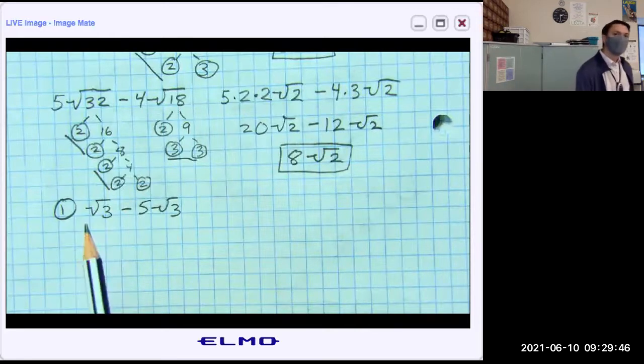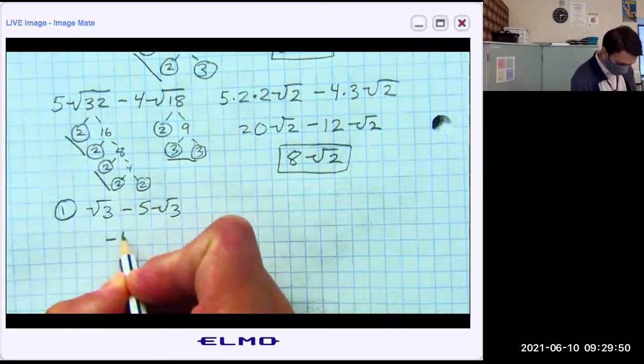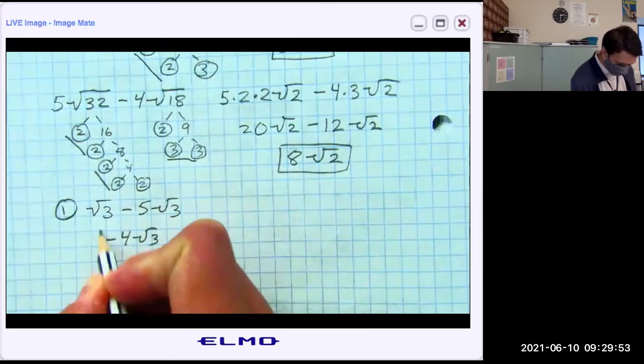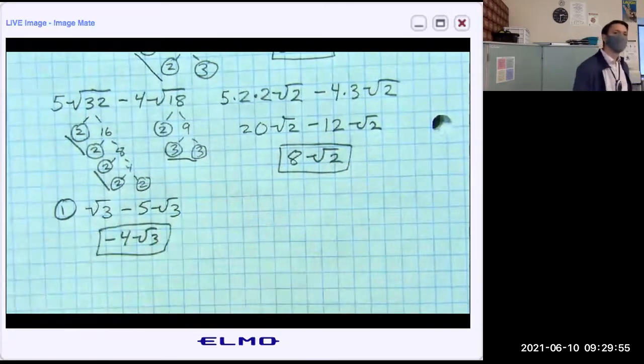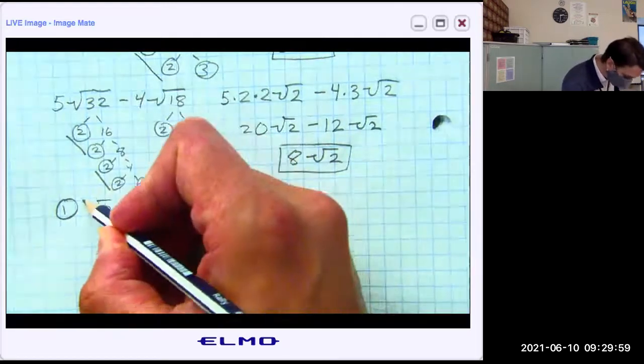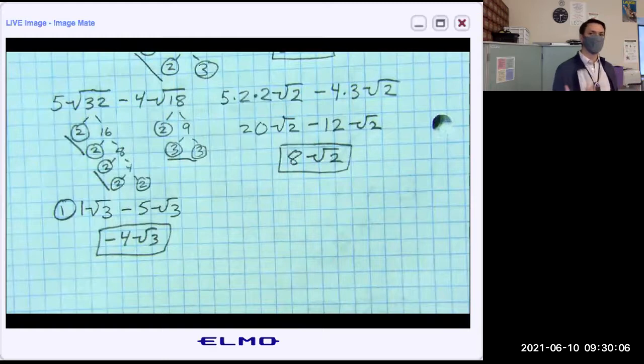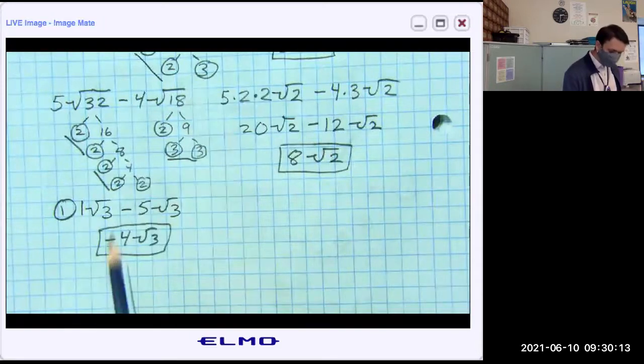If you have a square root of 3 and you're taking away 5 of them, you have negative 4 square root of 3. If you prefer, you could put a 1 out here in front. That doesn't change the value at all. That might help you. Because then you have 1 of the square root of 3s, you take away 5 of them, so you have negative 4. You just kind of think of it as like x's. 1x, take away 5 x's, that's negative 4 x's.